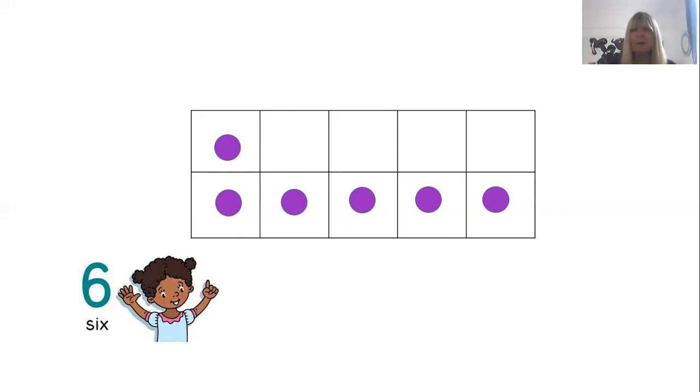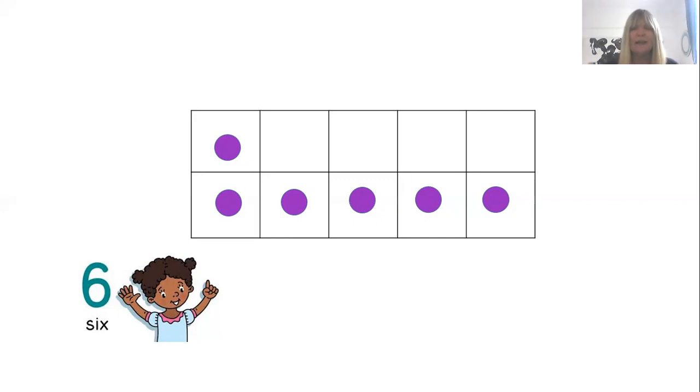But if there are 6 purple dots in the 10 frame, how many spaces haven't got dots in? How many squares are empty? I'm going to count. 1, 2, 3, 4. Okay. So that must mean that 6 plus 4 makes 10. And if you can remember our ninja signs, you'll know that we'd be using the plus sign and the equals sign for that.